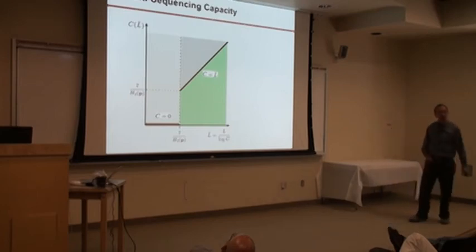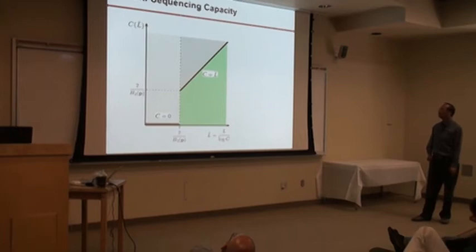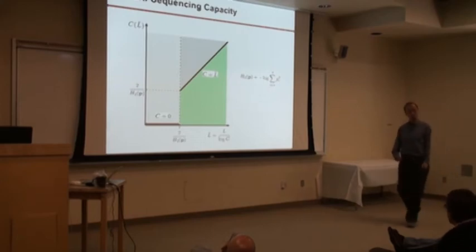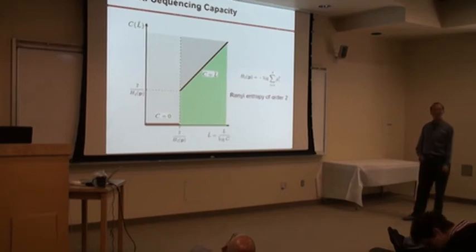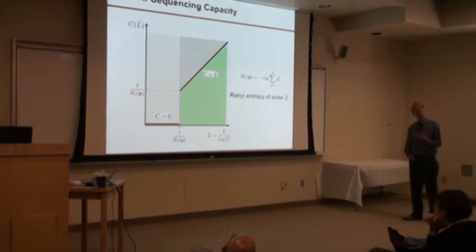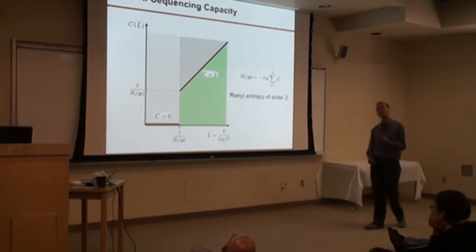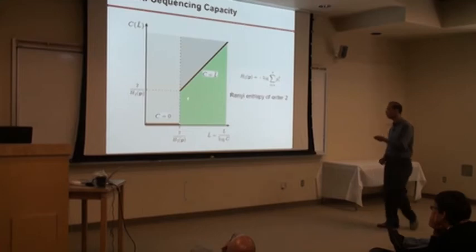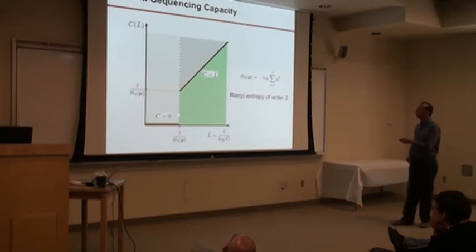Okay? So this number, H2(P), is minus log of the sum of p_i squared. People are familiar with this; it is called the Rényi entropy of order 2. So this is not Shannon entropy, but it is also a measure of how random things are, a different measure, not Shannon entropy.